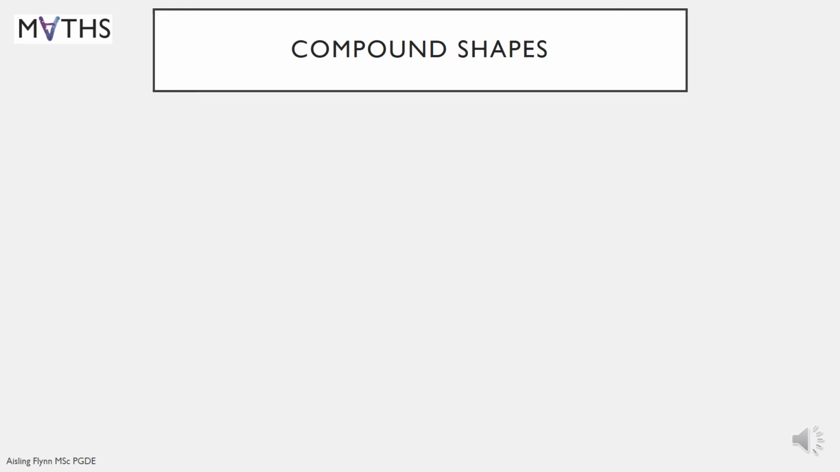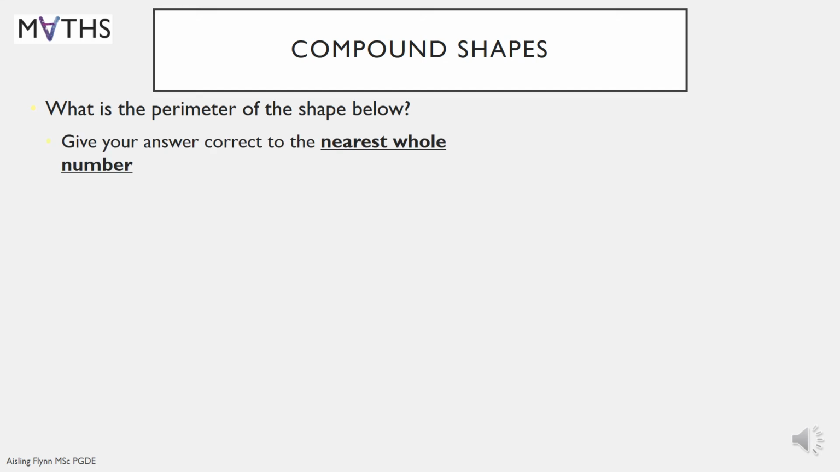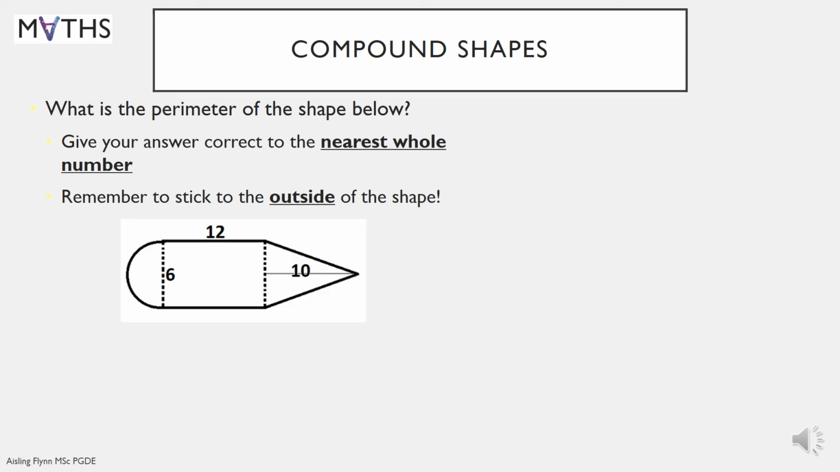All right, so as you go on, you get faced with more compound shapes. A compound shape is a few shapes stuck together. What is the perimeter of the shape below? We're asked to give your answer correct to the nearest whole number. Okay, we'll look at that at the end. And remember, we're sticking to the outside of the shape. Okay, so this picture looks kind of like a pencil. We've got a semicircle, a rectangle, and what looks like an isosceles triangle.